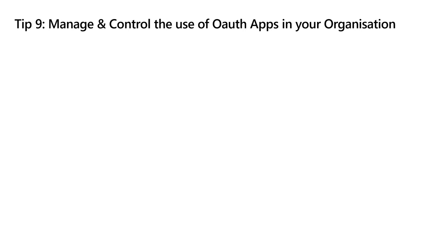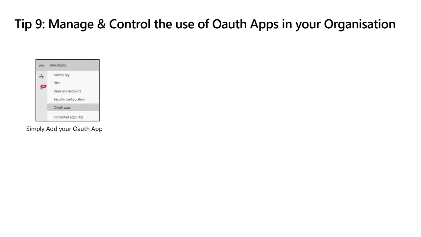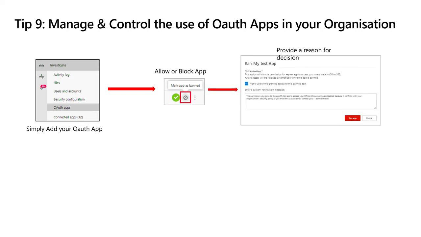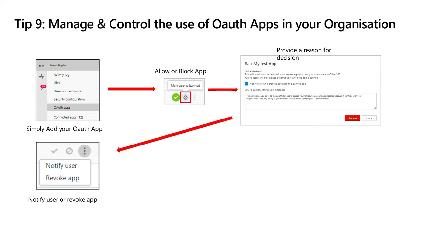And you can do this, of course, in MCAS today. So again, I can simply go into the investigate area, click into OAuth apps, and then decide whether I want to block or allow that particular app. And you can give a reason to the user, so you can explain why you don't want them to use that app, and you can notify them, and you can even revoke that app as well. So for security reasons, I think this is an absolute must that you need to enable.